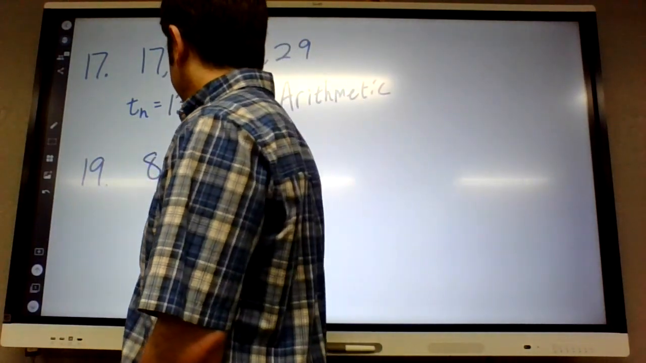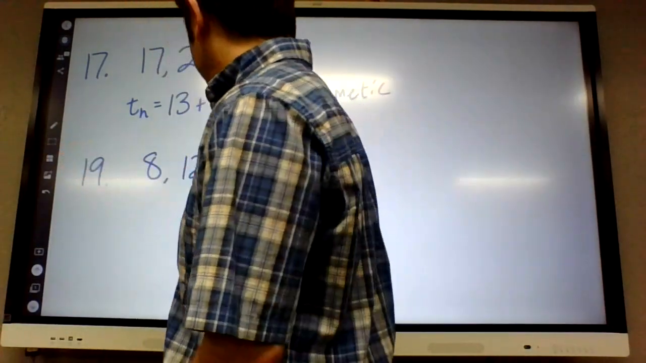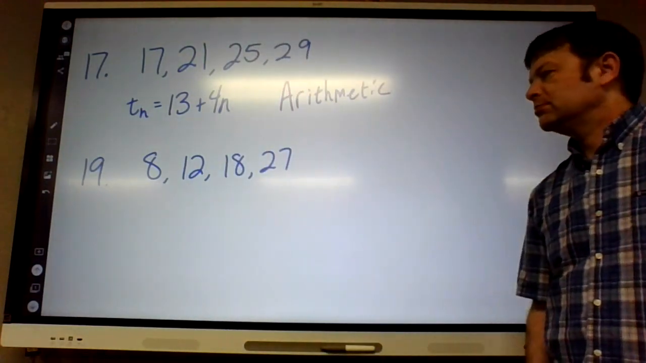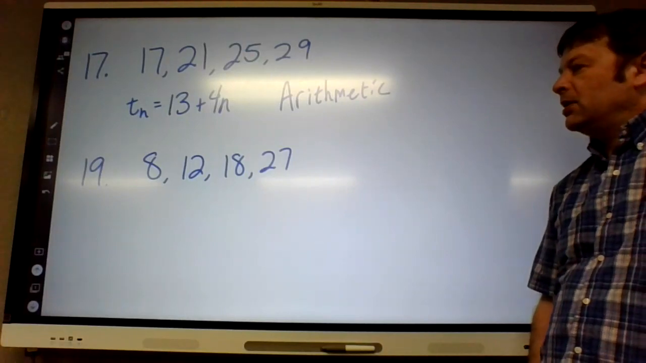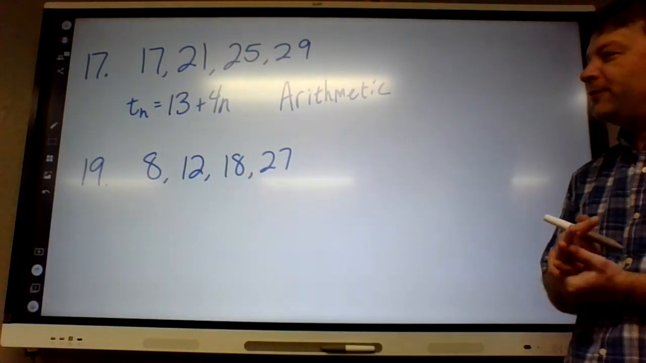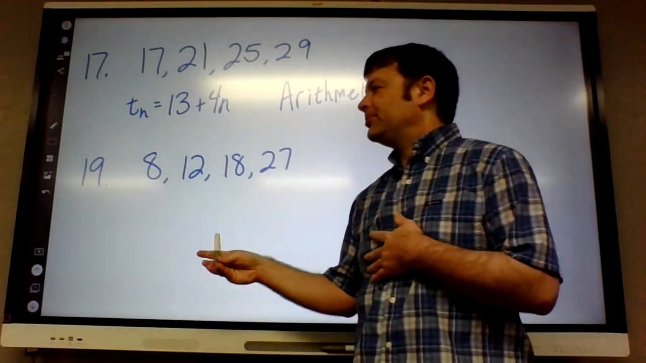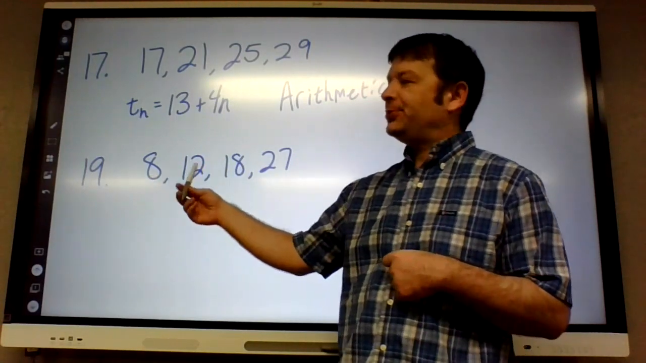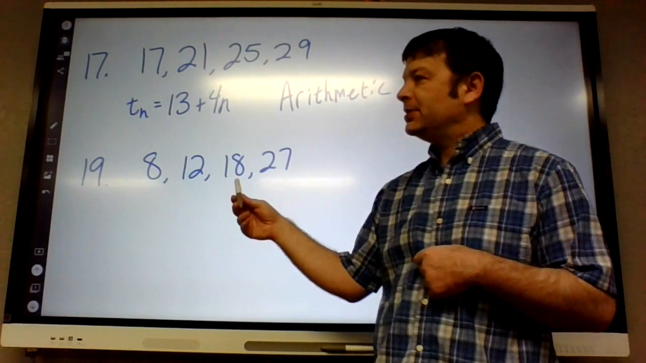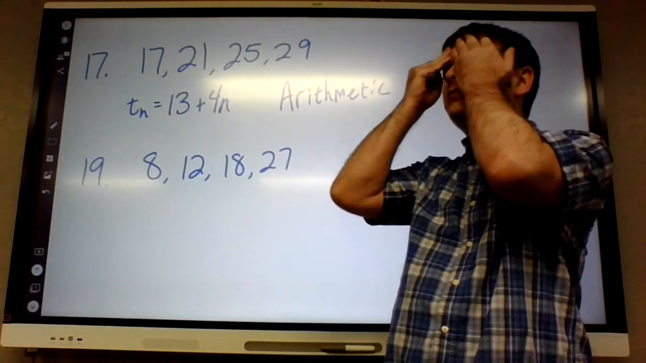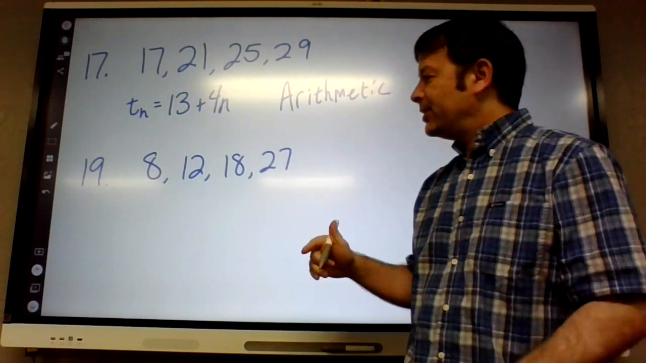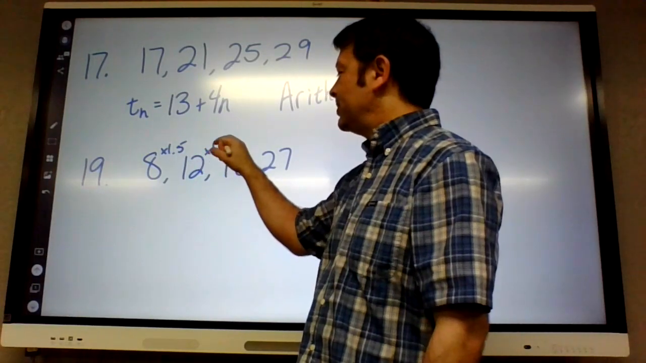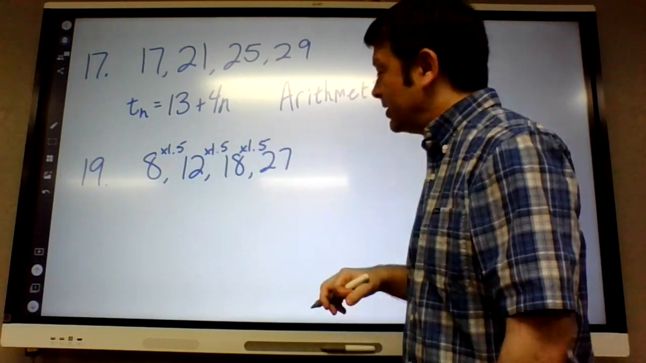This one might fool us. 8, 12, 18, 27. Okay, well, it's going up by 4, 6, 9, but is it multiplying by something? If you did 12 divided by 8, or 18 divided by 27, or 27 divided by 18, they all would come out as 1.5, or 3 over 2. So there is a common multiplier here. It might be hard to tell, but it is actually geometric. They're just multiplying by 1.5 every time.